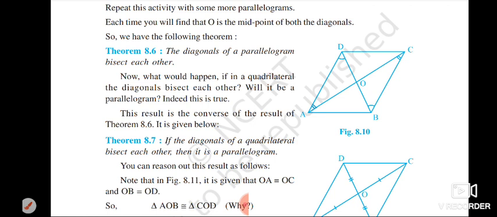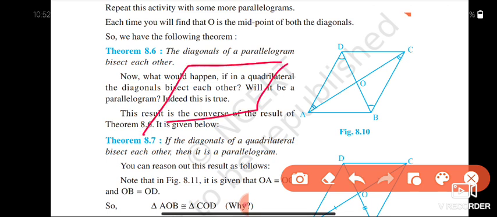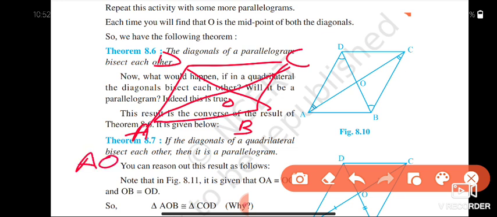Now what do you mean by bisect? Bisect means dividing into equal halves, dividing into two equal portions. So the diagonals of a parallelogram bisect each other. If we are having one parallelogram A, B, C and D, when we make the diagonals, that is AC and BD, meeting at O, the situation will be AO equals OC and OD equals OB, because they are bisecting. So the diagonals of a parallelogram bisect each other.